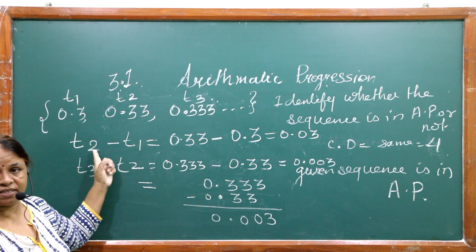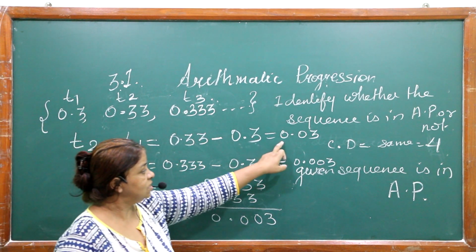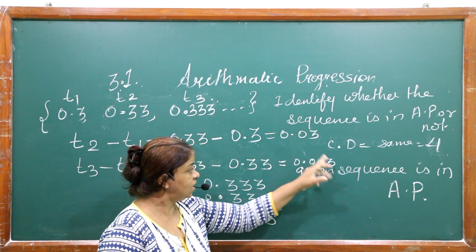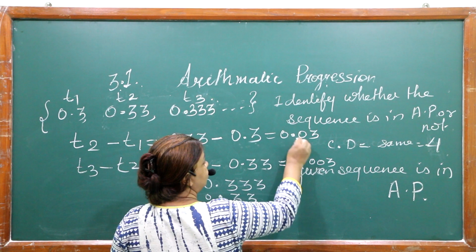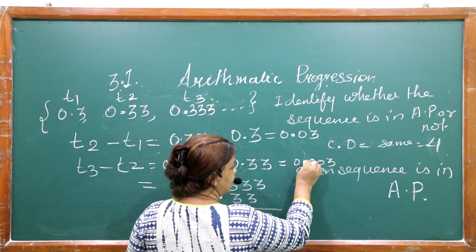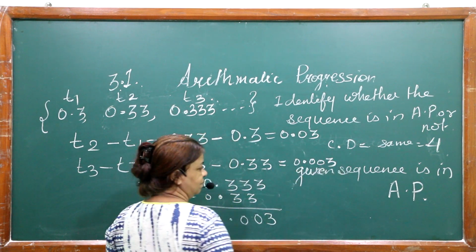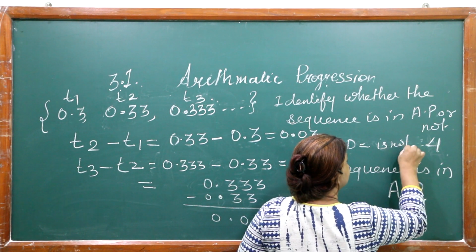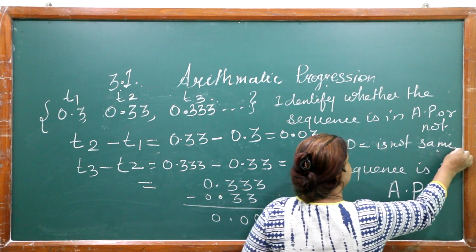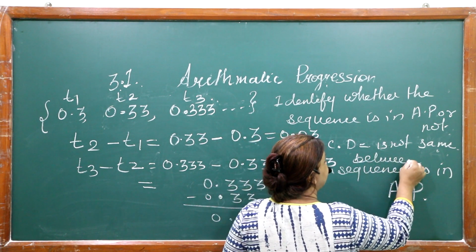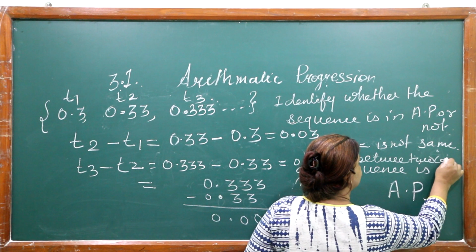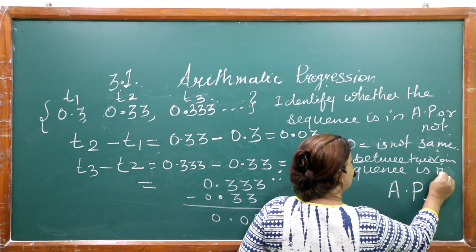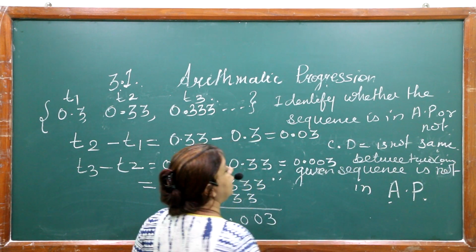Now in the first case, T2 minus T1 is 0.03. In the second case, the difference is 0.003, which is not the same. Here after the decimal only one zero is there. But here after the decimal two zeros are there and then the digit 3. And therefore, the common difference is not the same between two consecutive terms. And therefore, the given sequence is not in AP.